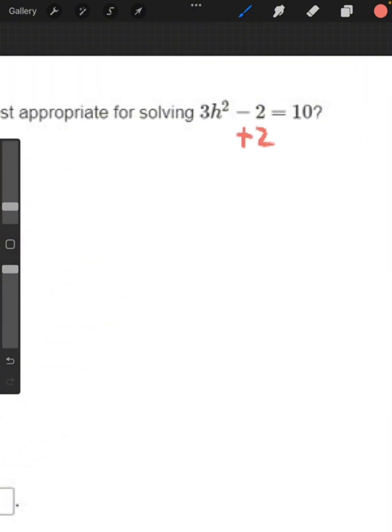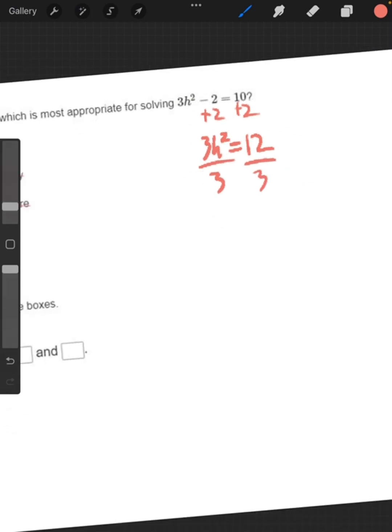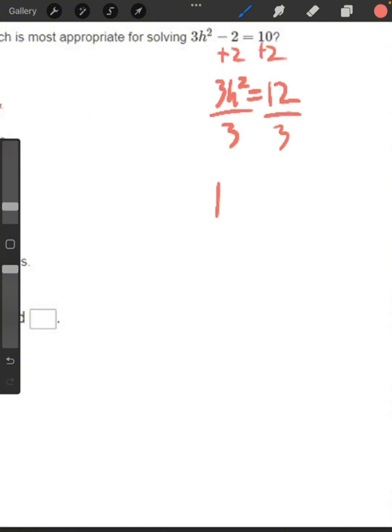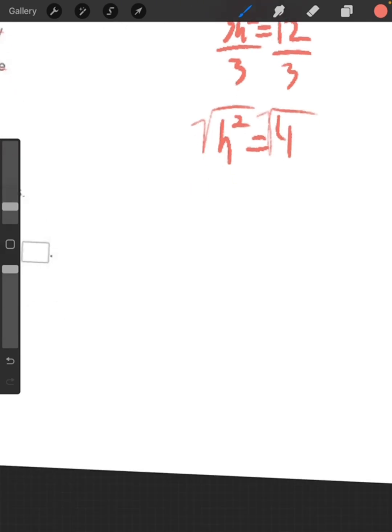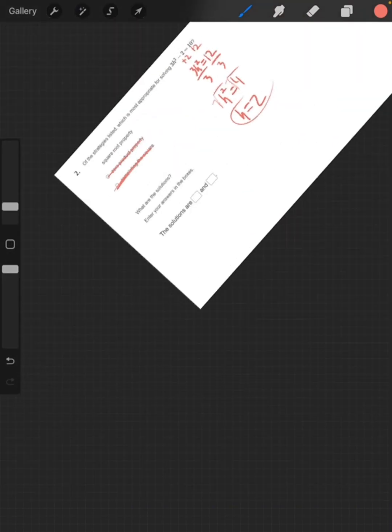It's plus 2. I'm dumb. Plus 2, so that's 3h to the power of 2 equals 12. I wasted so much unnecessary time on that. And divide by 3. That'll get you h to the power of 2 equals 12 divided by 3, which equals 4. So now you have to square root both sides of the equation, and that means that h equals 2.